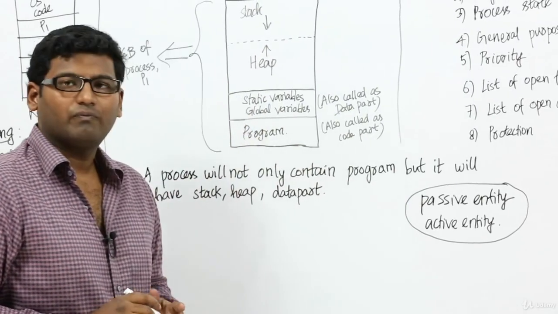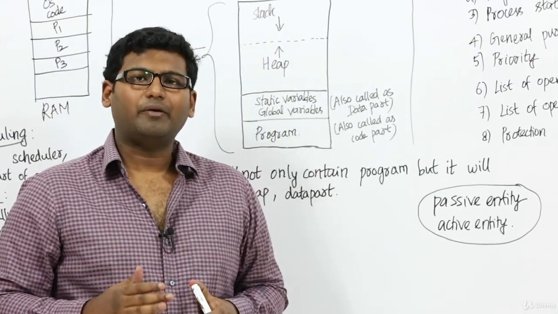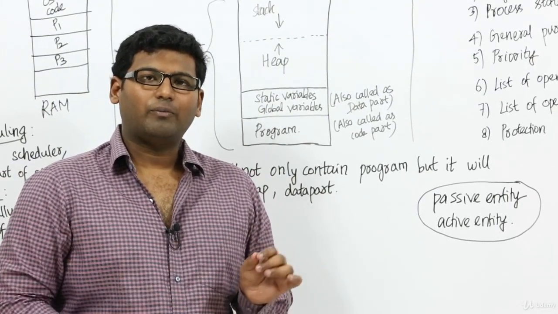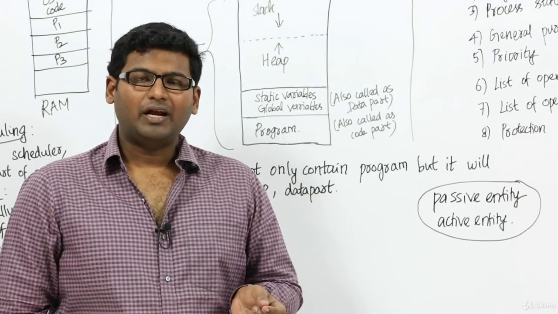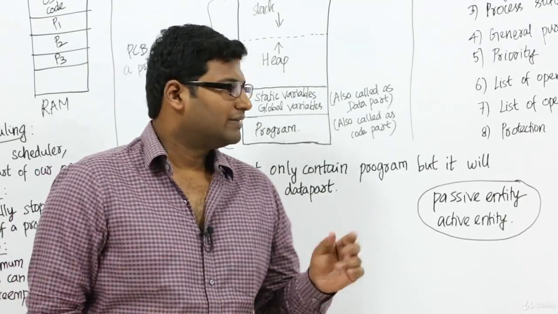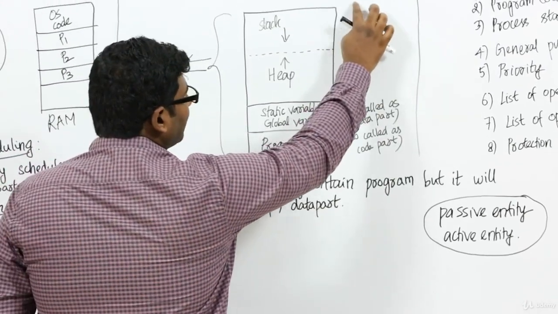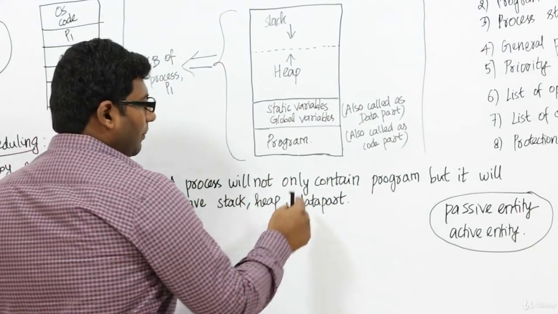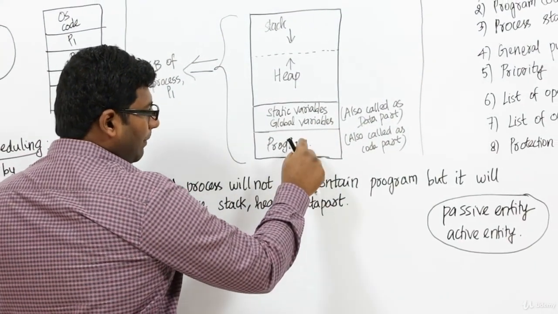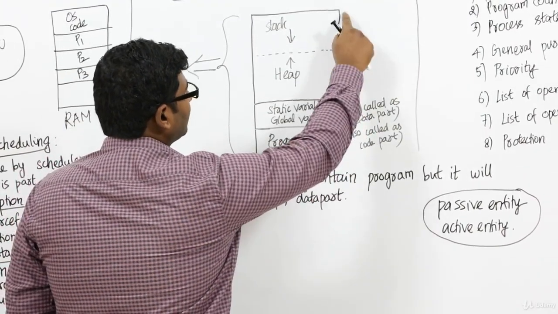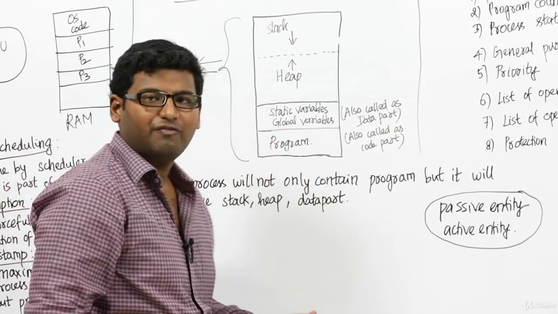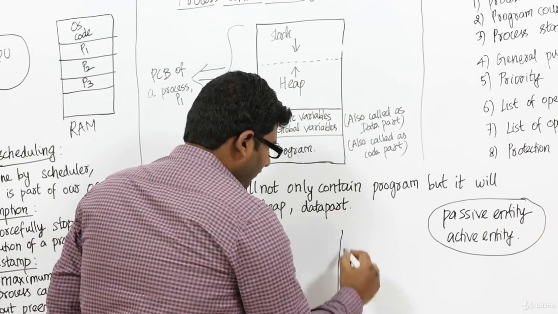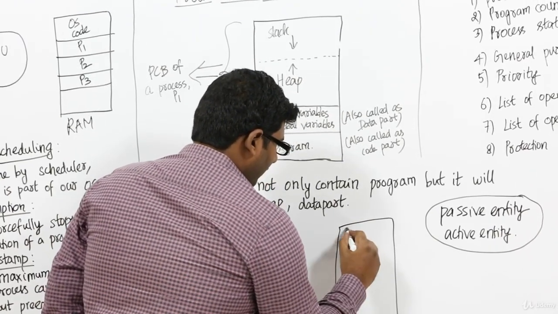Fine. Now we know that for every program a process will be created whenever the user opens the program. Now the process will not only contain the program, it will also have some more things, right? See, this is a process which is created for a particular program. As we know, the process will definitely contain the program. Apart from the program, it will also have some more things. See, our program will be full of functions, right? Our program will have a lot of functions.